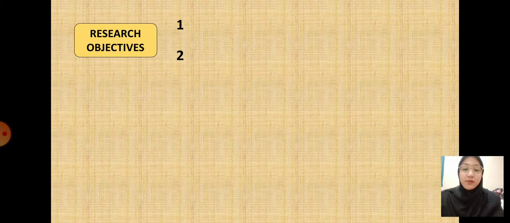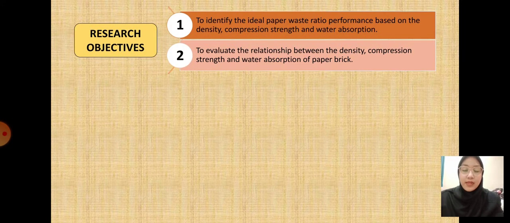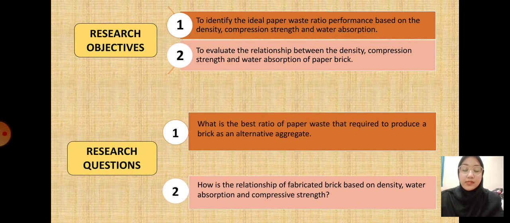There are two research objectives in this study. First, to identify the ideal paper waste ratio performance based on the density, compressive strength, and water absorption. Second, to evaluate the relationship between those three parameters. The research questions in the study are, first, what is the best ratio of paper waste required to produce a brick as an alternative aggregate? Second, how is the relationship of the fabricated brick based on those parameters?